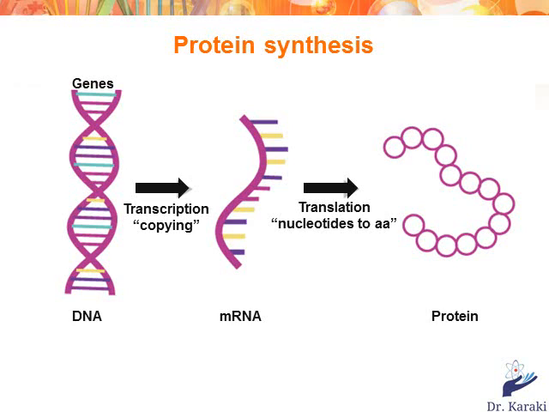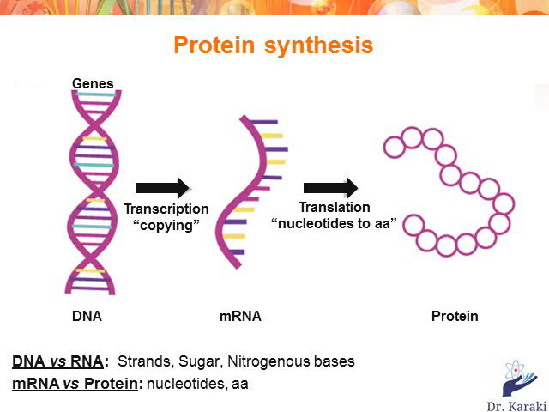Now let's review the difference between DNA and RNA. First, DNA is a double-stranded molecule, while RNA is a single-stranded molecule. Second, the sugar in DNA is the deoxyribose, while in RNA it's the ribose. Third, the nitrogenous bases in DNA are ACTG, while in RNA they are ACUG, which means there is no thymine in RNA but uracil.